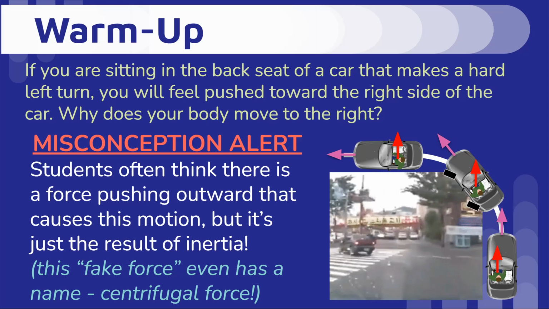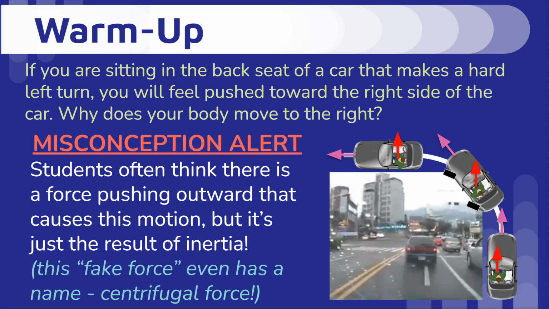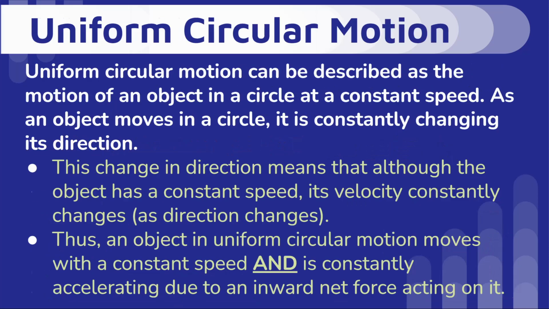So again, please make sure you have your warm-up question answered in My Open Math. And as I said, we are going to be getting into some notes today. Before I get into the math part, I want to just really quickly recap what we talked about yesterday. So uniform circular motion is what we talked about yesterday, and it can be described as the motion of an object in a circle at a constant speed. As an object moves in a circle, it is constantly changing direction, and the change in direction means that although it's moving at a constant speed, its velocity is constantly changing. And if your velocity is constantly changing, you are accelerating.